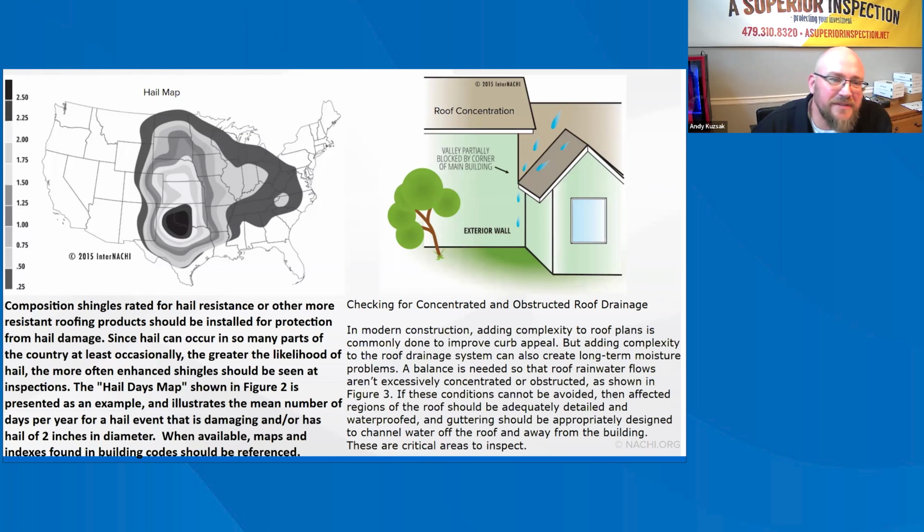So you can see here on the left-hand side is a 2015 hail map. More than likely, this has changed because I think it's probably growing, if anything, if not moving.